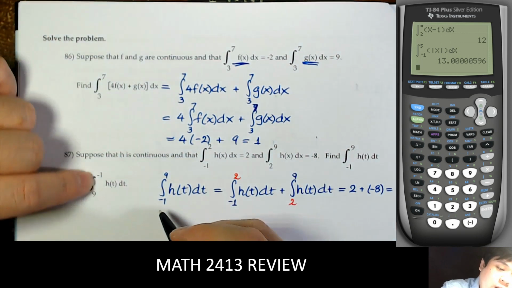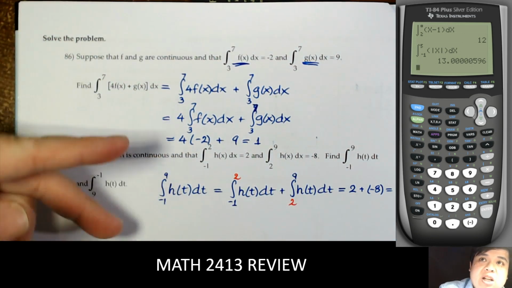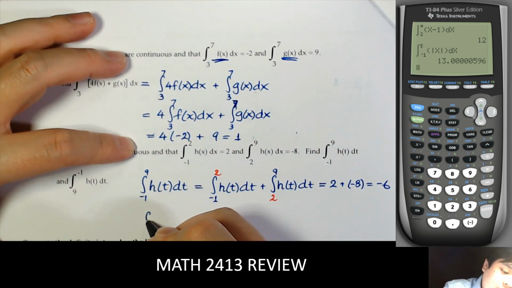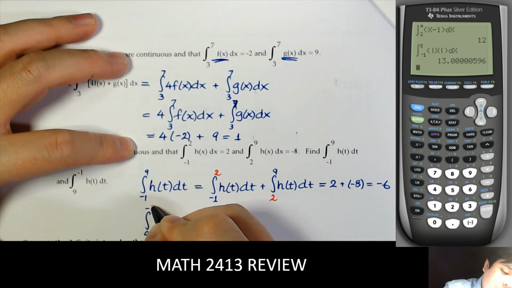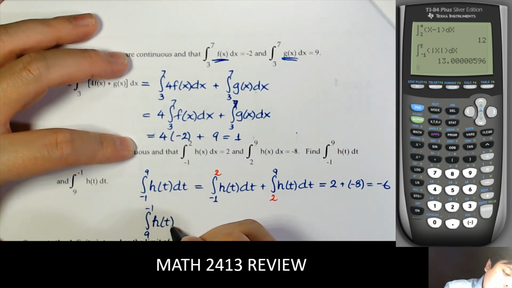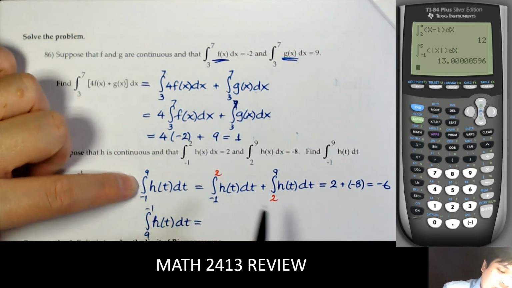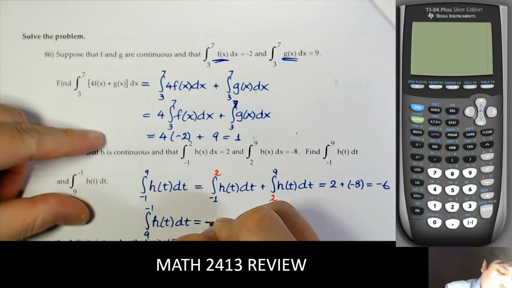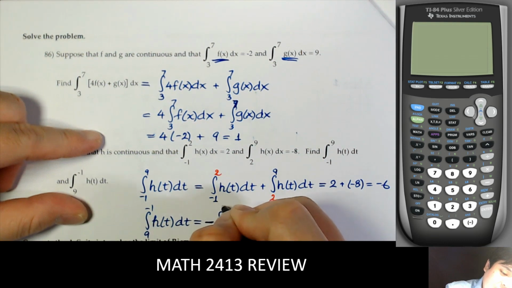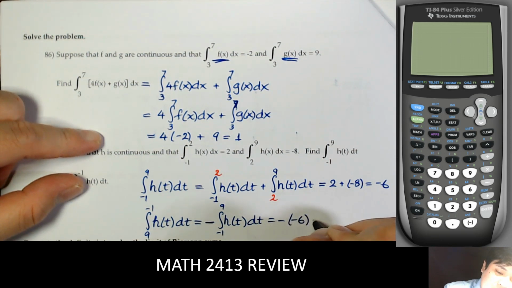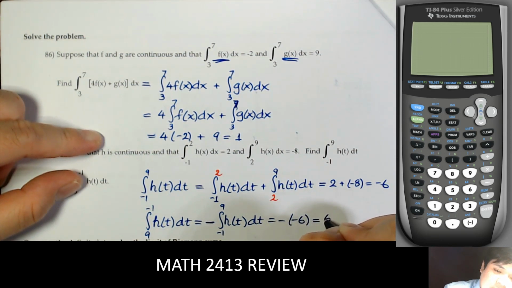So if we want from 9 to -1, which means the limits are flipped, from 9 to -1, then I just negate. When we interchange the limits, we throw in the negative sign, and that's just the negative of -6, which is +6.